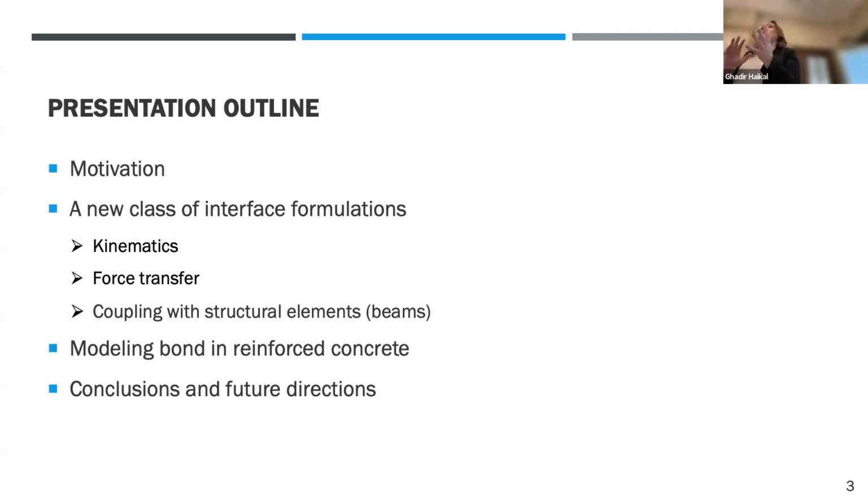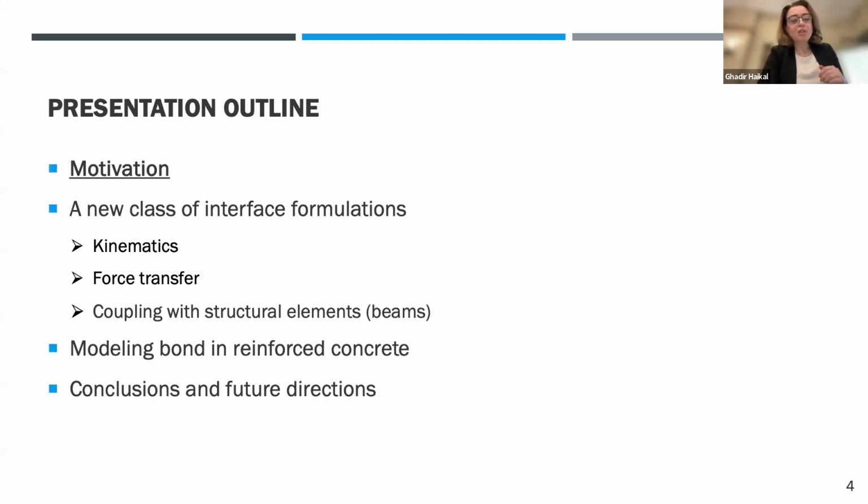I'll start talking about how we use this when we have a beam element compared to a solid element, which is technically what we use in finite element simulations. And then I'll move on to a real structural engineering problem that features interfaces in a very strong way and depends a lot on modeling of interfaces, and that's the bond modeling in reinforced concrete.